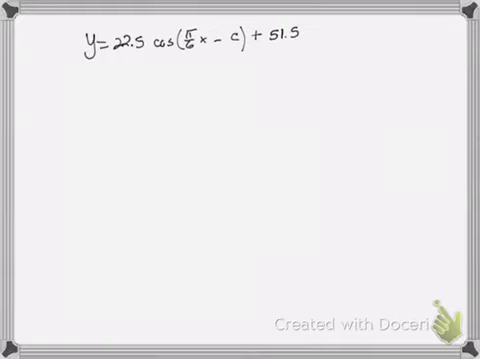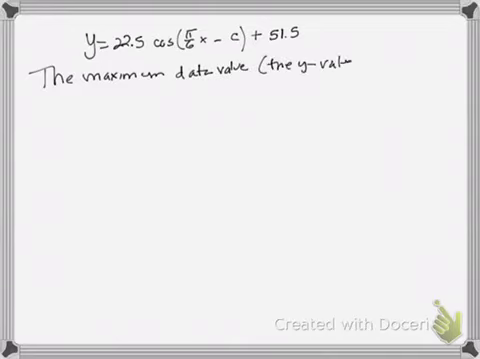So now it's up to us to find what c is. I'm going to do c a little bit differently. Normally I say take one of the points and plug in for x and y to find c. This time we're going to analyze the graph. We know that the maximum data value, which is the y value on the graph, occurs when x equals 7. So we know that the max occurred in July.